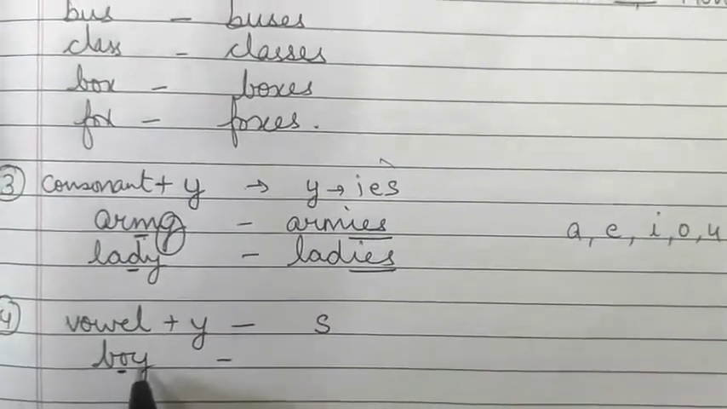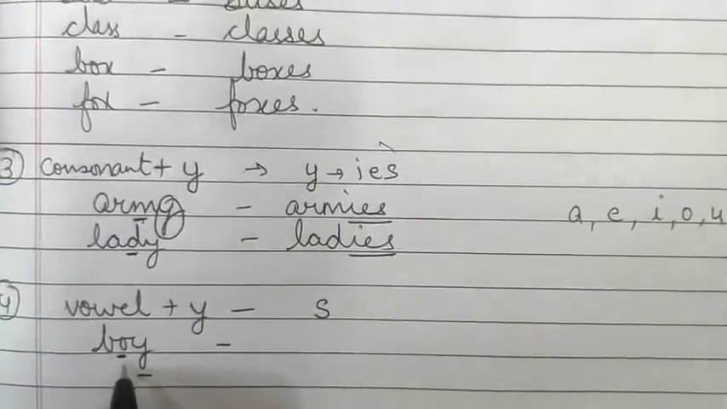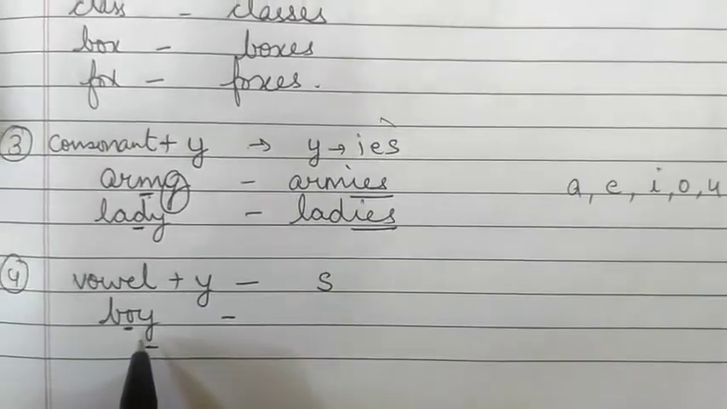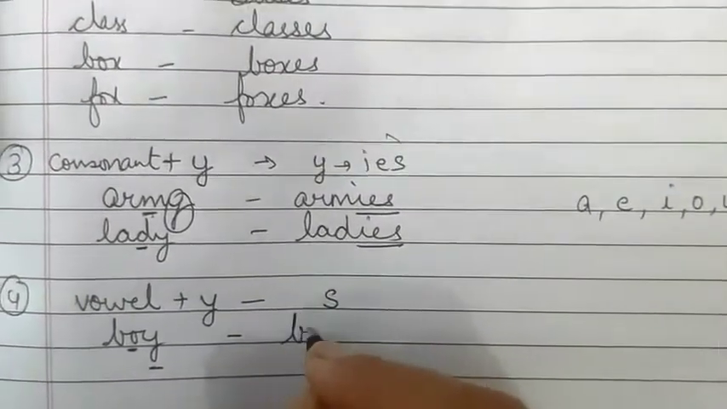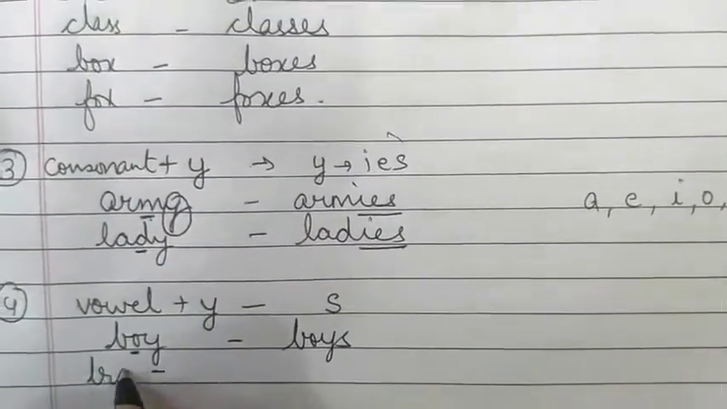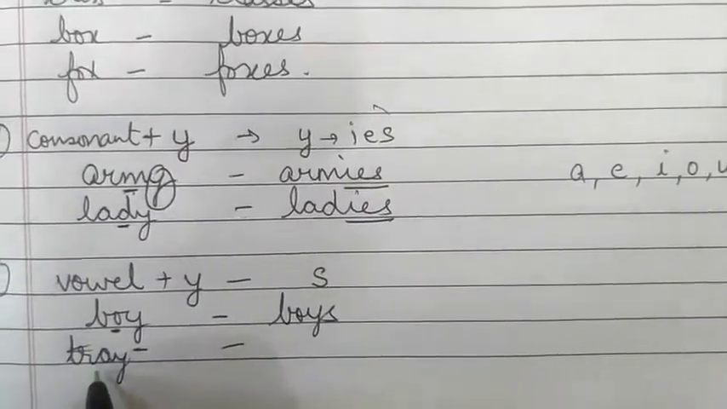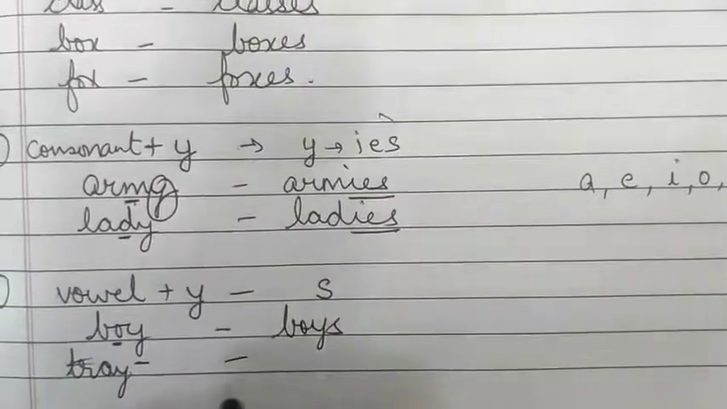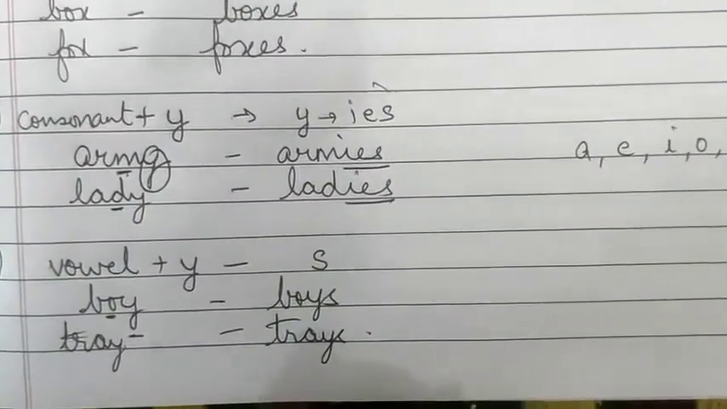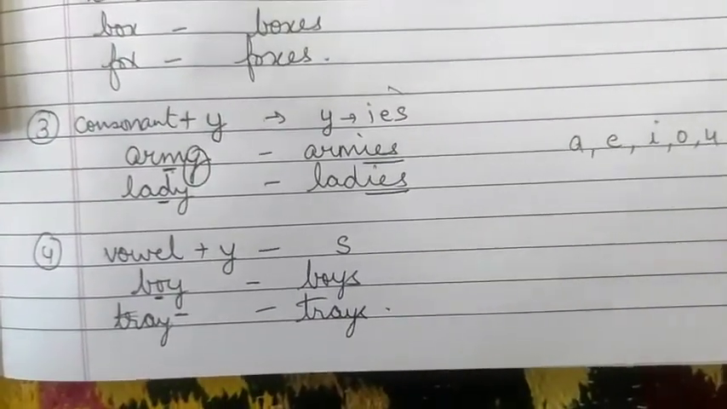So here the vowel before the letter Y, the vowel O is there. So, what will we do? How will we change it into plural form? By adding S to the singular. Boy, boys. Tray. Here the word is ending with Y, but before Y, a vowel is there. So, it will come to be like this. Trays. Understood, children?